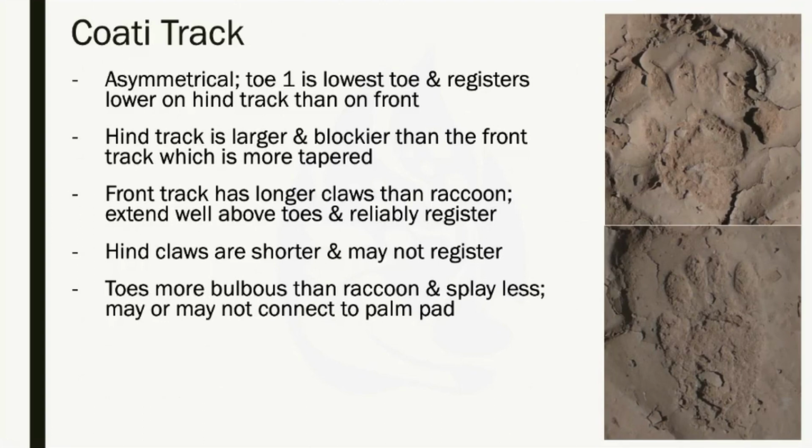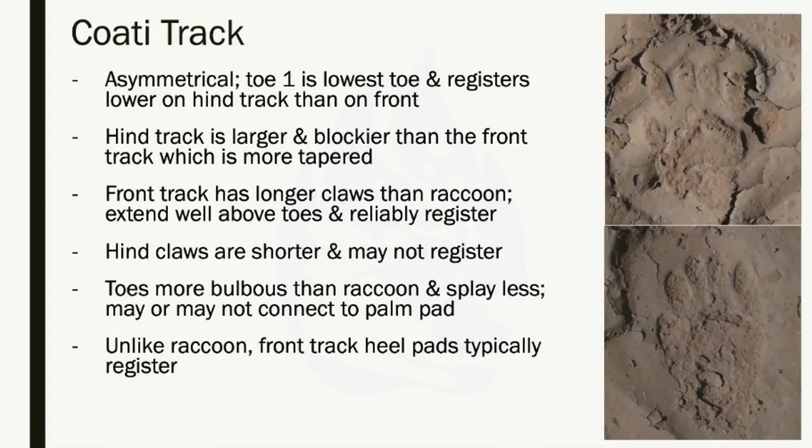And you can see here, the toes are more substantial or bulbous than raccoons. They're not as cigar shaped, not quite as thin, if you will, and long. So just a little bulkier. And they also splay less. You can really note that on this front foot of this coati. The toes are not splayed like they were on the raccoon front track. They may not be connected to the palm pad. Again, in raccoons, you're almost always going to see the toes connected to the palm pad. You may not see that in coatis.